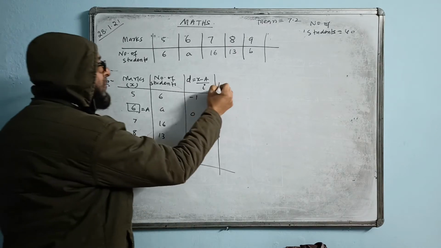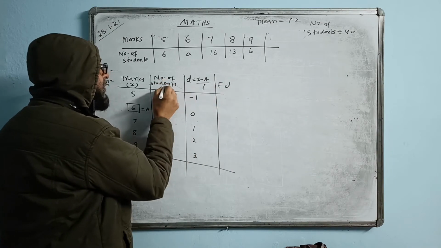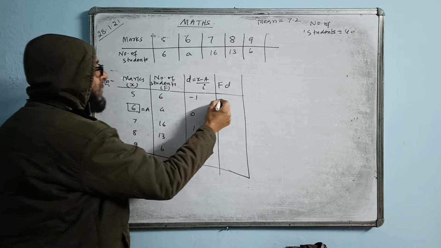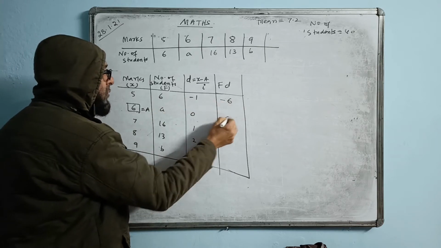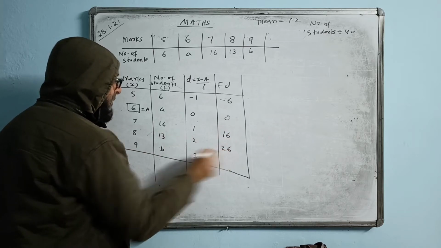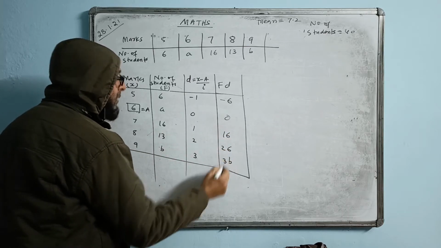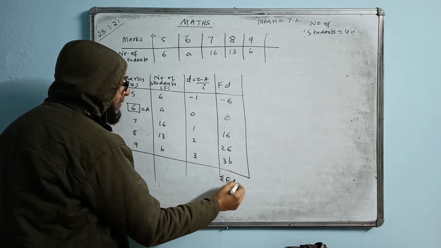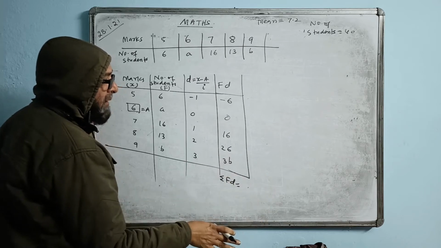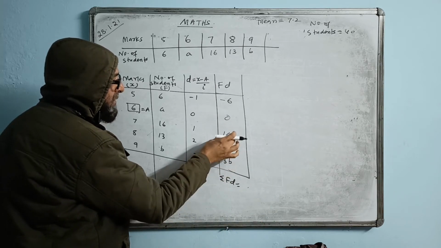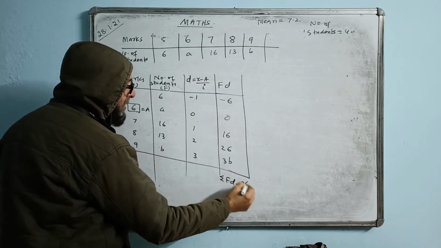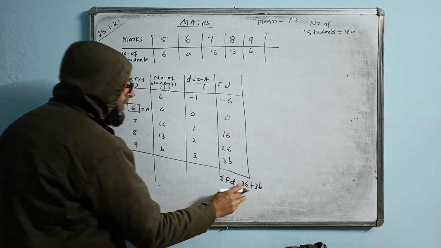Now I make a column of f into d. Number of students is frequency. Multiplying, you get minus 6. Zeros are 0. 16 ones are 16. 13 twos are 26. This into this will come 3b. Now I will find the summation of this. Don't add 3b, because 3b is an unlike term. So 26 plus 16 is 42. 42 minus 6 will come 36. 36 plus 3b, I'll add that.